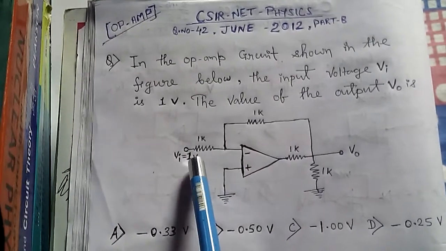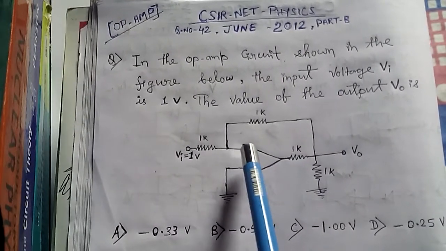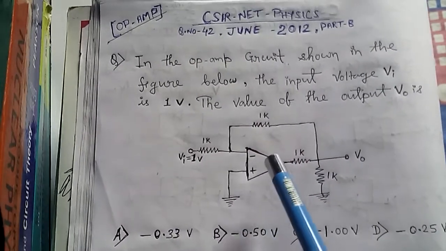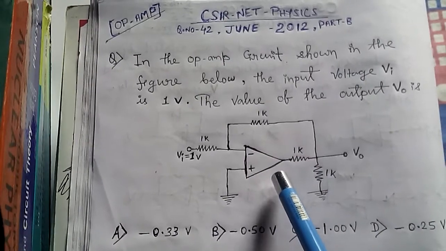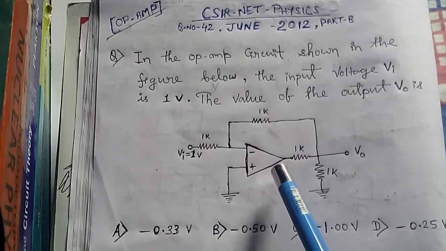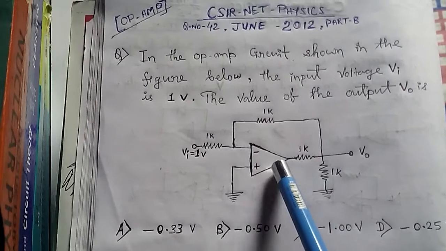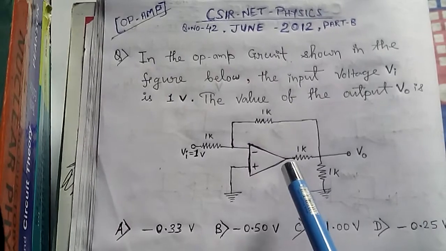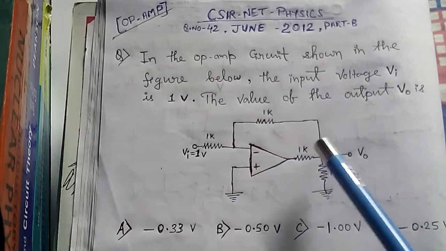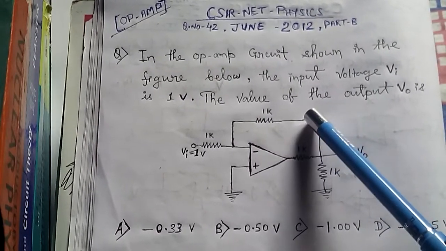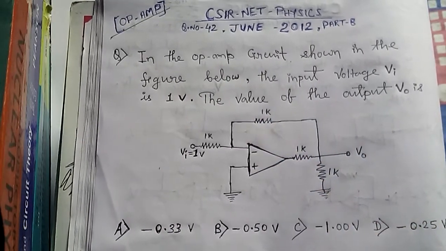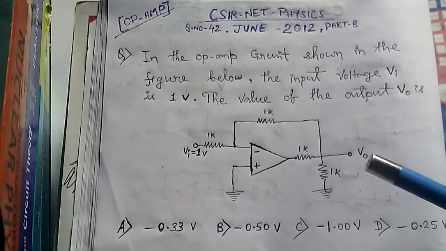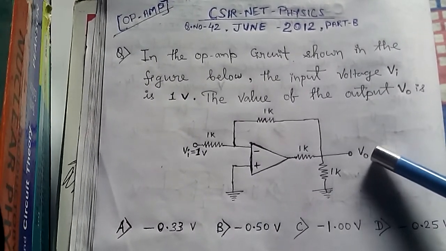The input voltage is 1 volt and this input voltage is going to the negative input terminal, and the positive terminal is grounded. That means it is an inverting operational amplifier. Now, is this an inverter with open loop or with feedback circuit? Obviously this is an inverter with feedback circuit, because we can see there is a feedback going from output to input. We have to find the output.